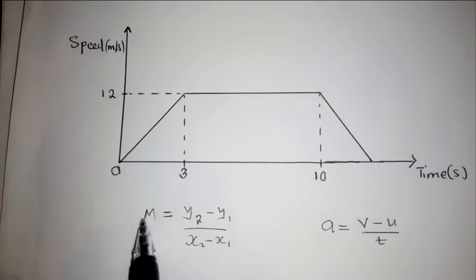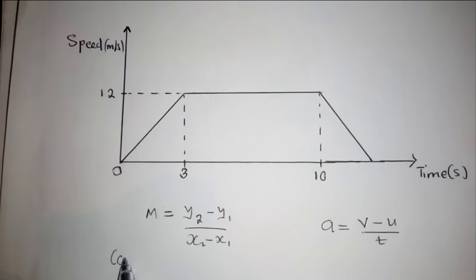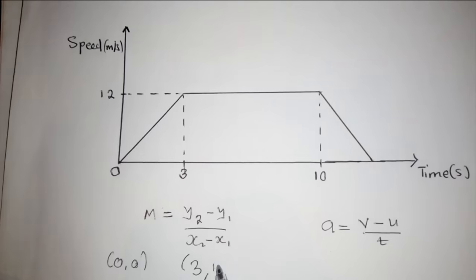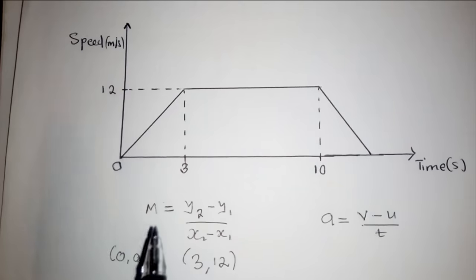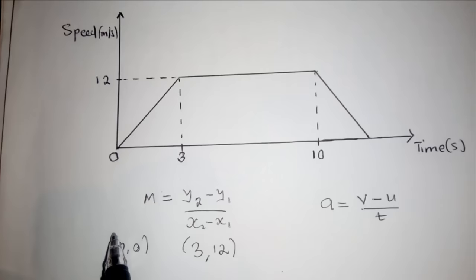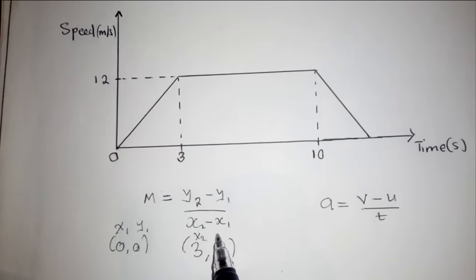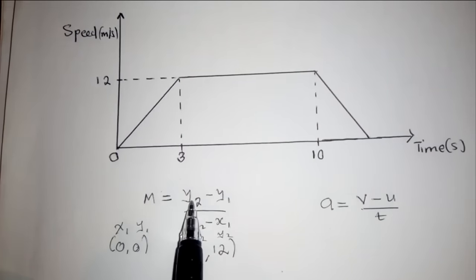So let me start with the first one. The first one, you need to identify the coordinates. So the coordinates, remember they said during the first 3 seconds up to here. So here, what are the coordinates here? It's 0, 0. And then here, it's 3, 12. So this is 3, 12 here. And then you can say the first one here, this is your x sub 1 and y sub 1. This is your x sub 2 and y sub 2 over here. So now you can plug them in your equation.